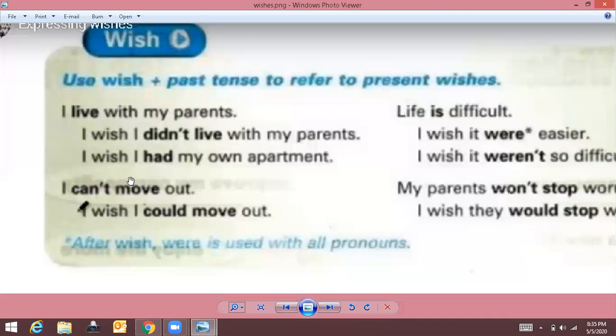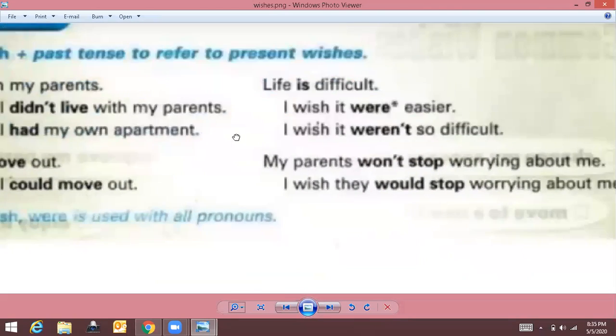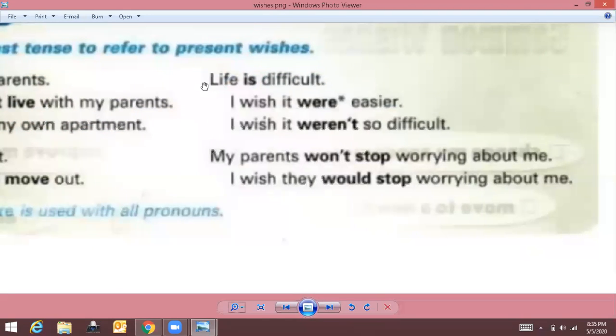Now look at the other one. I can't move out. I wish I could move out. Now remember that could is the past tense of can. So if you want to say me gustaría poder hacer whatever, you have to use could. Now look at this one. Life is difficult. I wish it were easier. I wish it weren't so difficult. Now when you're talking about the verb to be, you must use were for all personal pronouns.